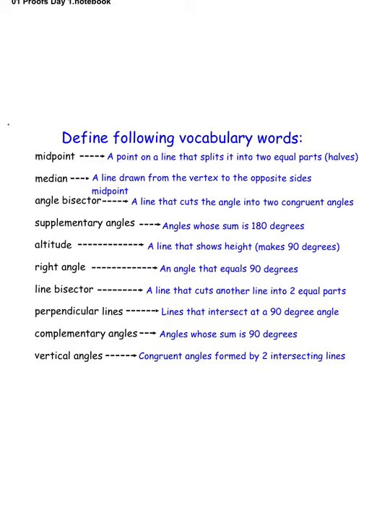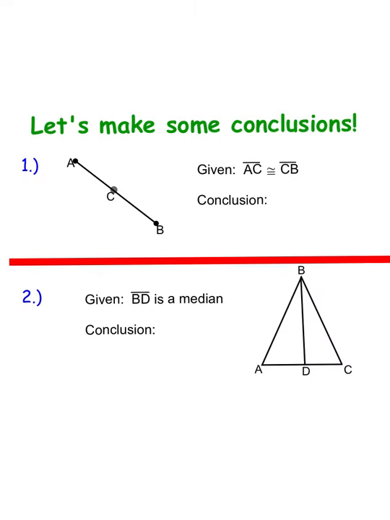A right angle is an angle that equals 90 degrees. A line bisector is a line that cuts another line into two equal parts. Perpendicular lines are lines that intersect at 90-degree angles. Complementary angles are angles whose sum is 90 degrees. And vertical angles are two congruent angles formed by two intersecting lines. Again, hit pause on the video for a moment and copy down these vocabulary words.